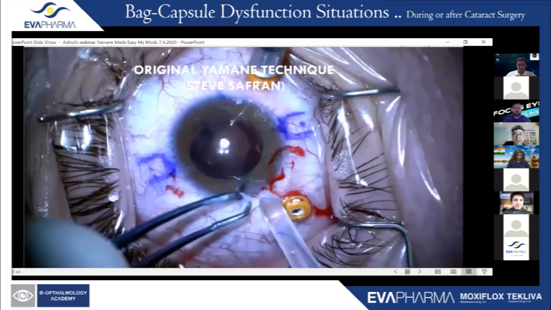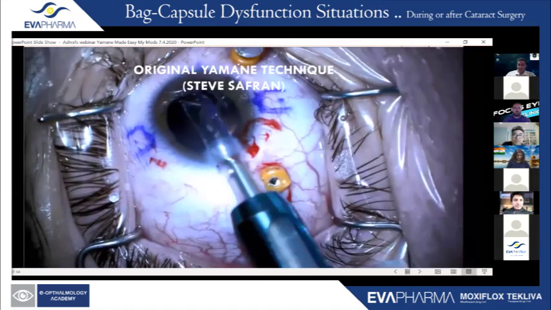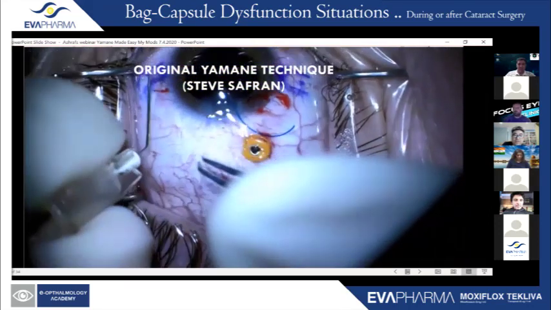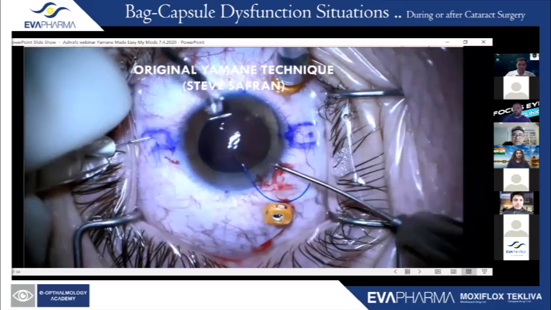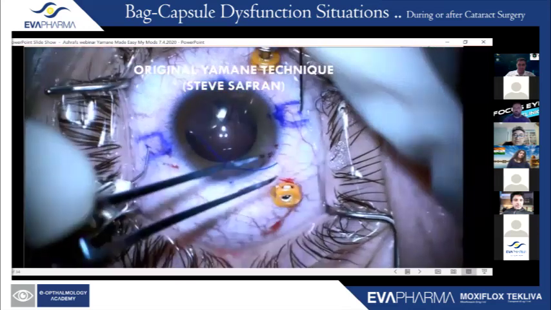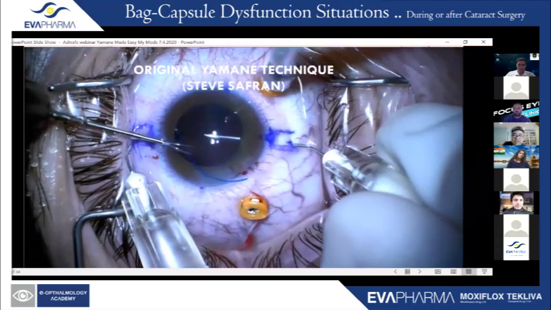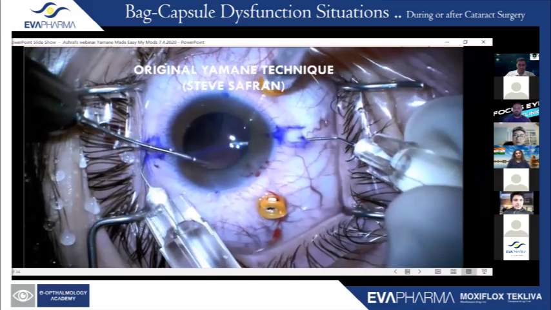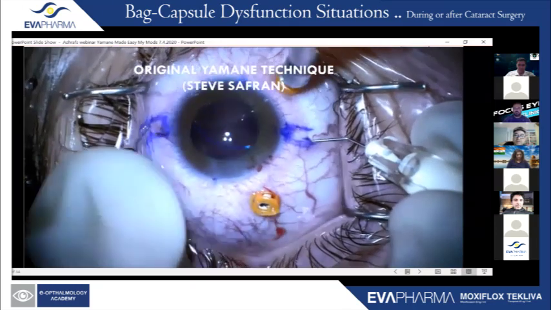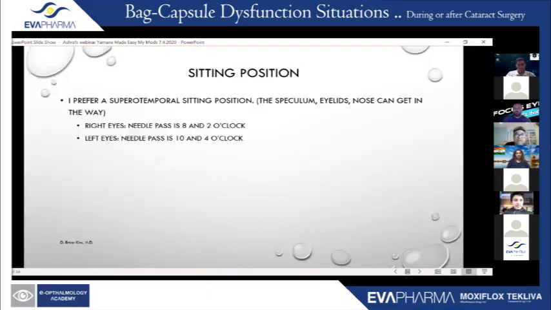And this is the original technique. My friend Steve Safran does it exactly the way Yamani does. So he's delivering the three-piece lens with the leading haptic into the angle, and he's going to tunnel the left side needle first, using micro graspers through an incision across, and cannulating the needle with the haptic, doing the same maneuver on the other side through a paracentesis incision contra-incisionally, grasping the haptic and cannulating the needle. And he's going to externalize both needles and then cauterize the ends of the needles. So that's the Yamani technique, the way it's described.